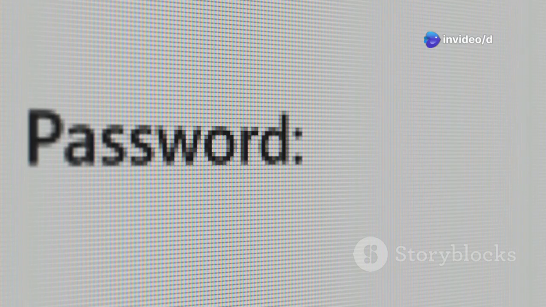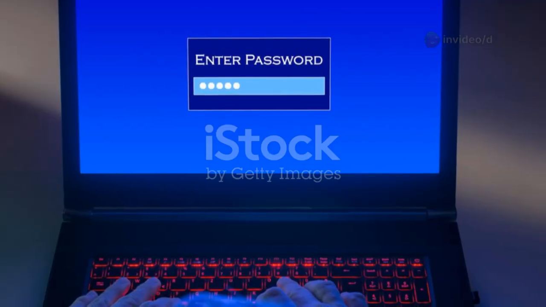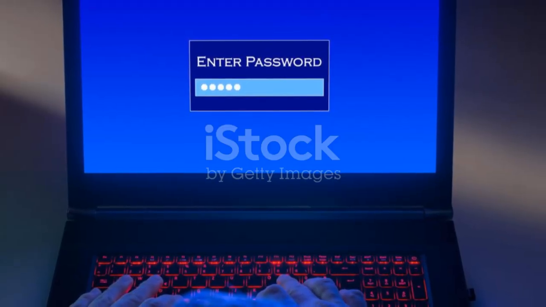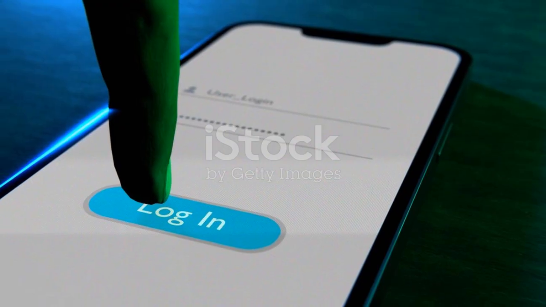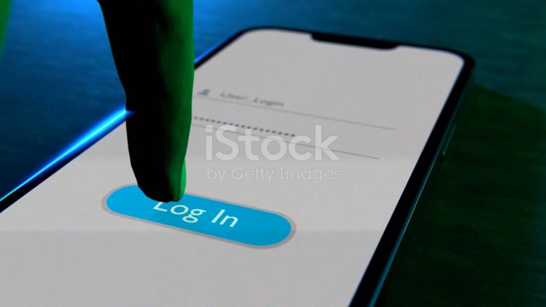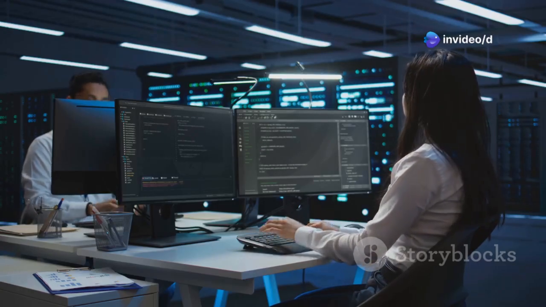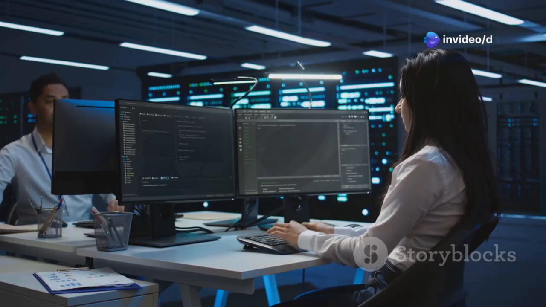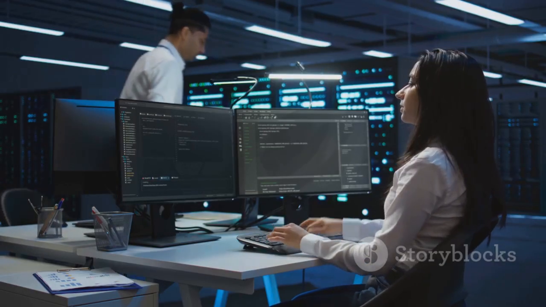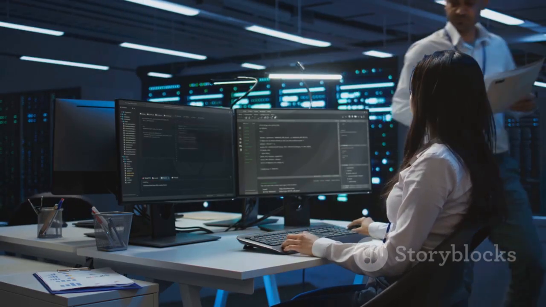The best defense against password cracking is a layered approach. Use long, unique passwords for every account, enable two-factor authentication whenever possible, and ensure that server-side protections are robust and up-to-date. Regular security audits are essential. They help organizations verify that users are following good password hygiene, and that technical defenses are actually working as expected.